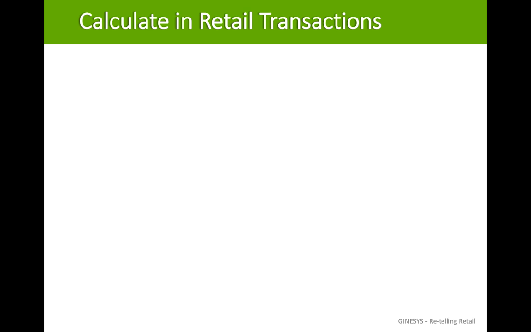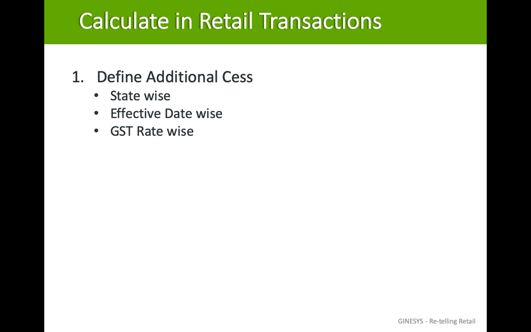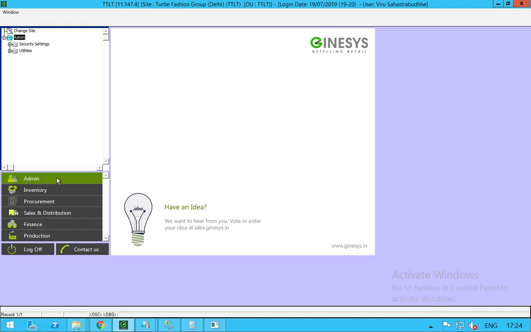Now let's see what we need to do in Ginesys for calculating the Kerala Flood Cess. The very first step is to define the masters for additional cess to be captured state-wise. Let's see the software working for this definition. Open Ginesys desktop, go to Admin. In Utilities you will find the GST Additional Cess Rate module.